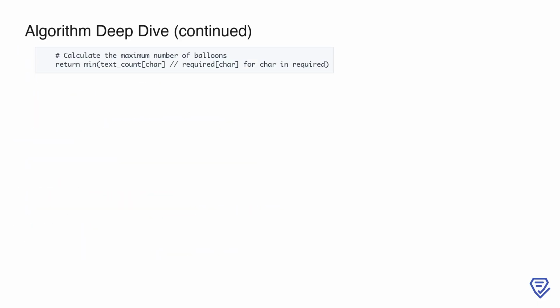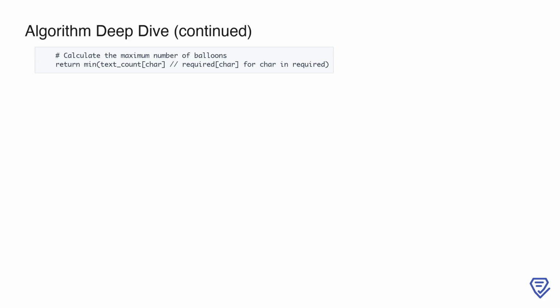The implementation of this algorithm is straightforward using Python. We first define the required frequencies for balloon as a dictionary: B 1, A 1, L 2, O 2, and N 1. Then, we count the letter frequencies in the input string using Python's collections Counter. To calculate the maximum number of balloon words, we compute the integer division of the counts for each required letter and find the minimum result. This ensures that we consider the limiting factor.